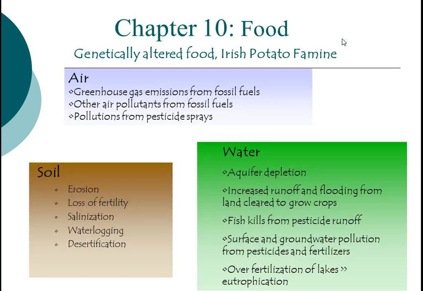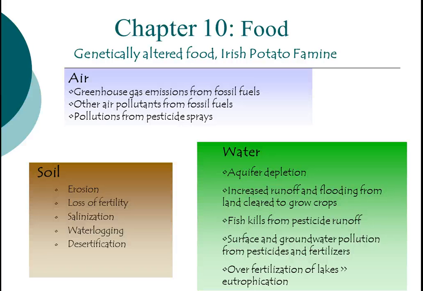Okay, chapter 10 looked at food, and we actually looked a lot more at food than the book does because it's such an interesting and timely topic for you. But remember that food affects our air, our soil, and our water. And so we're going to talk a little bit more about these as we go on, but just briefly, air: we've got emissions from fossil fuel use because we've got tractors and those types of things. You see fossil fuels again for other air pollutants, and pesticide sprays.